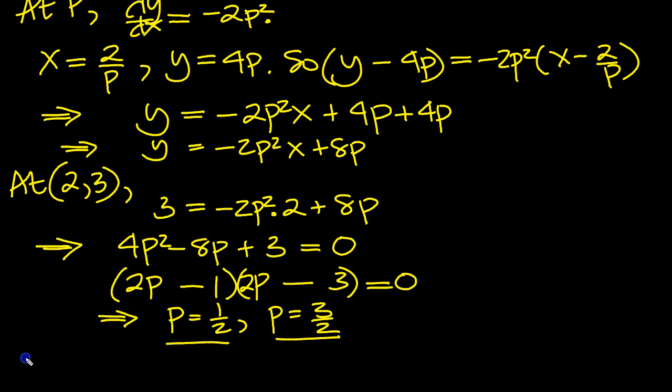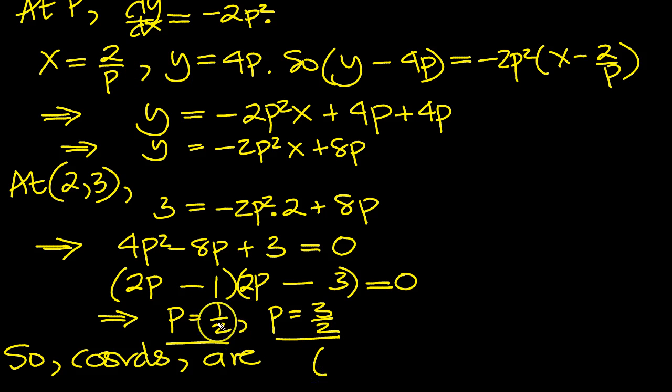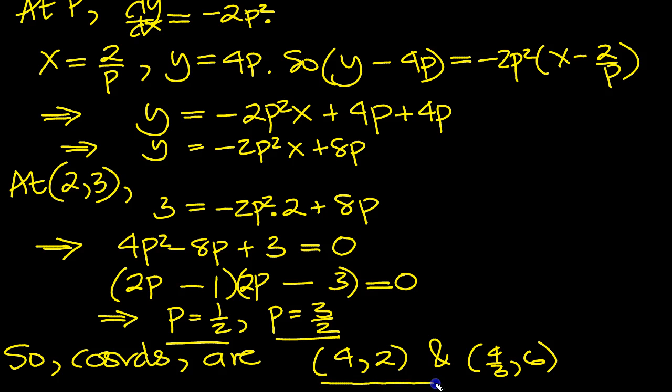So the coordinates are, well, basically these are the x and y values, so let's put them in. When p is a half, 2 over a half is 4, and 4 times a half is 2. And the next coordinate, when we put 3 over 2 in here, it'll be 4 over 3. Tap it in the calculator if you need to. And then 4 lots of p, 4 over 2 will be 2, 2 3s are 6. So there's our 2 possible coordinates.